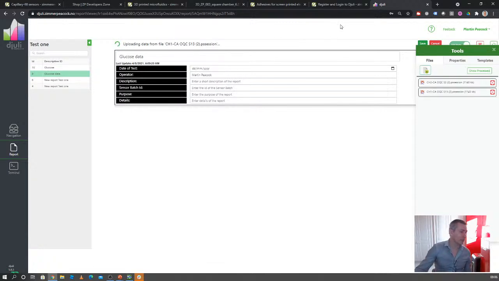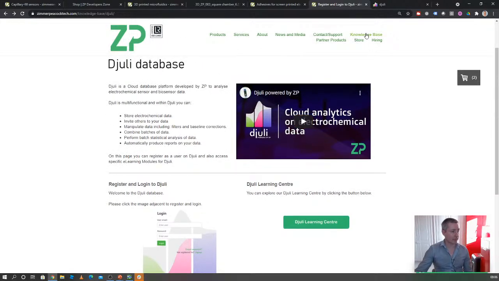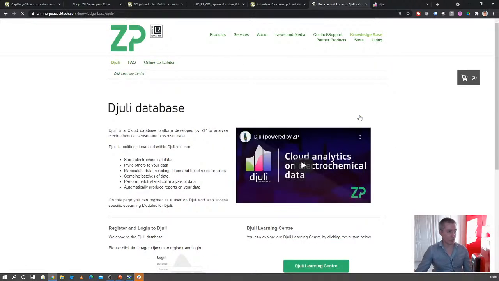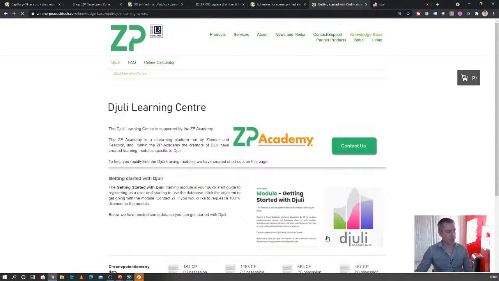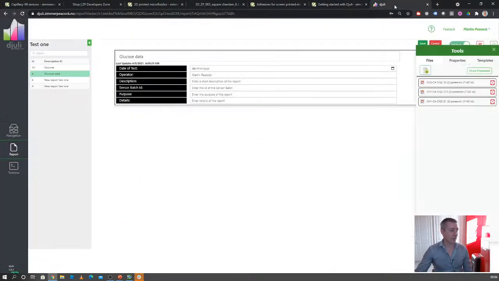I'll just show you where that is again. If you go to knowledge base and you go to Djuli, I know it's a bit convoluted, and the learning center, you can find some test data here. So I'm using this chronoamperometry data here, so you can download that. If I go back to Djuli, I've uploaded the data now.